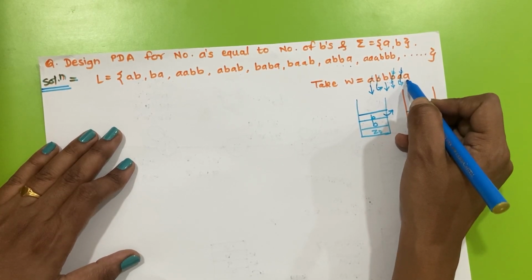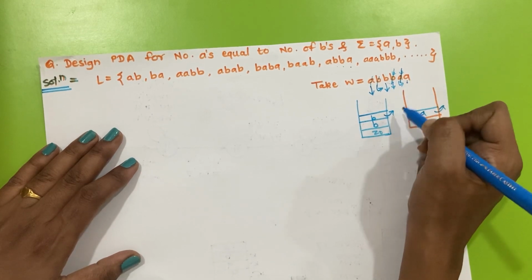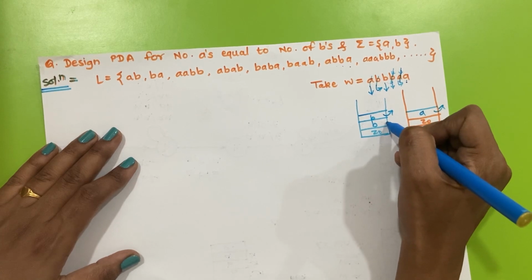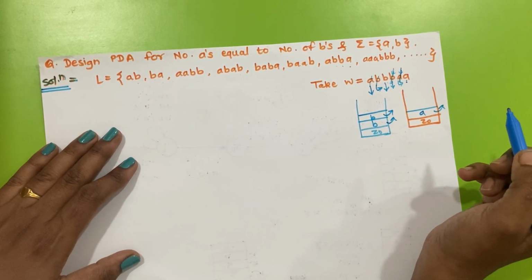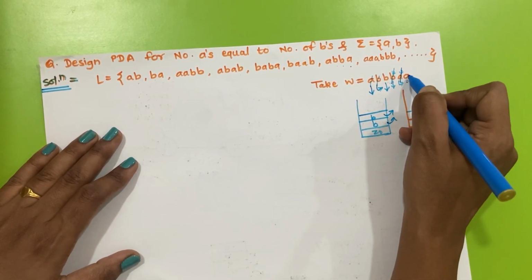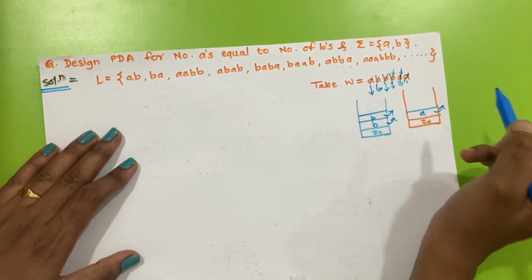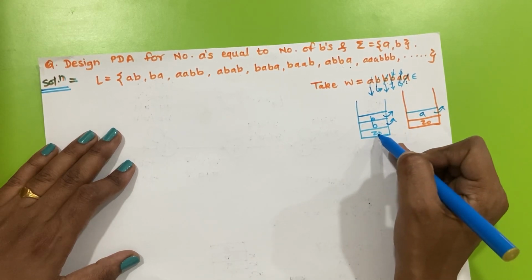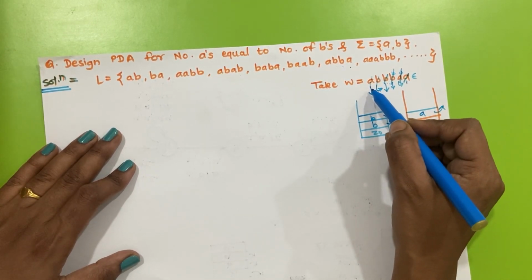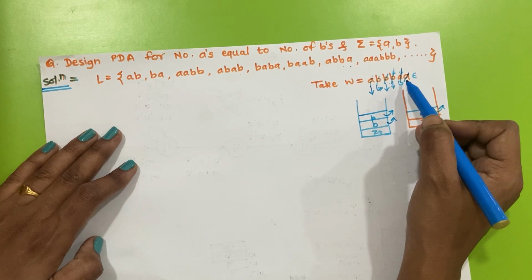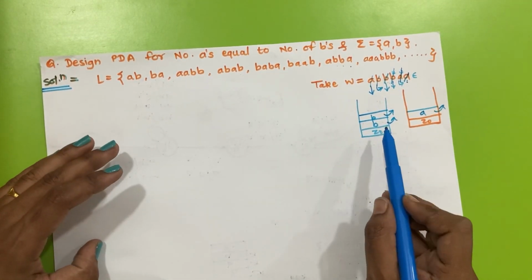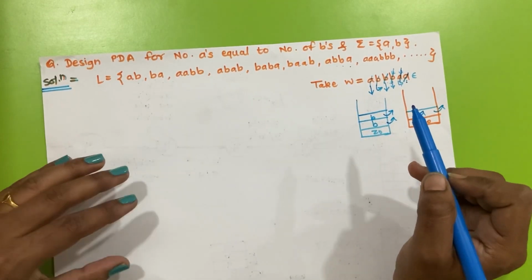Again we have here A. For this A, if we are reading input symbol A and top of stack is B, then and only then we have to perform the pop operation. So for this A, we will cancel this B. Now we are reading input symbol empty and top of stack is Z0, means we have cancelled the number of A's against the number of B's. So this will be the logic behind this string.